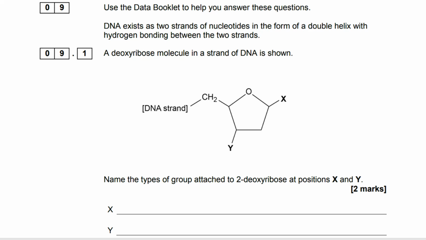So there are elements of the structure of DNA that you do need to learn and remember. So for these, X is a base and Y is a phosphate.